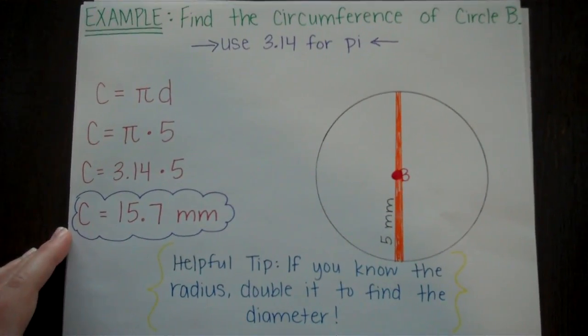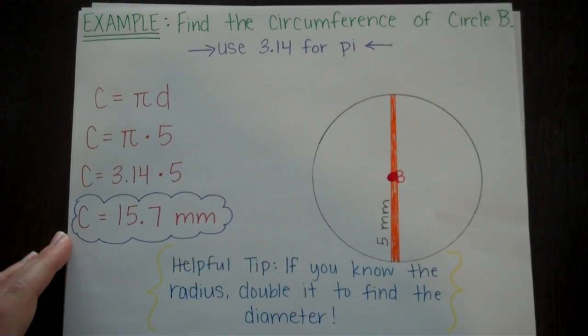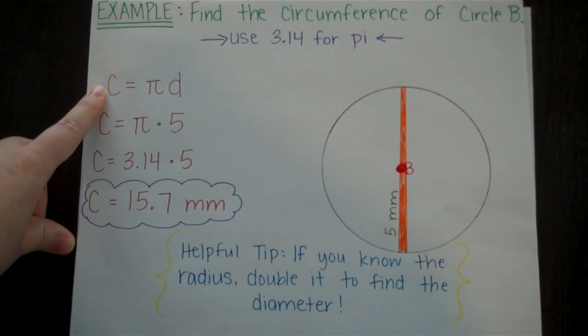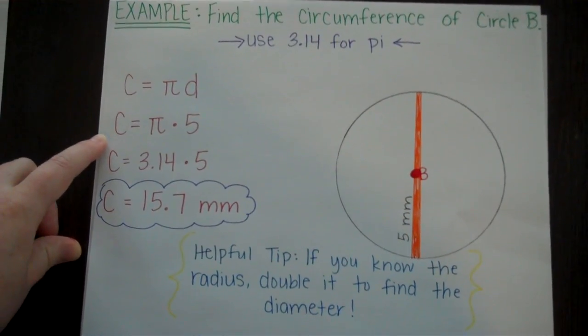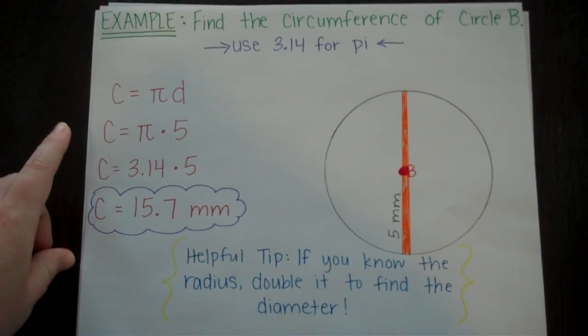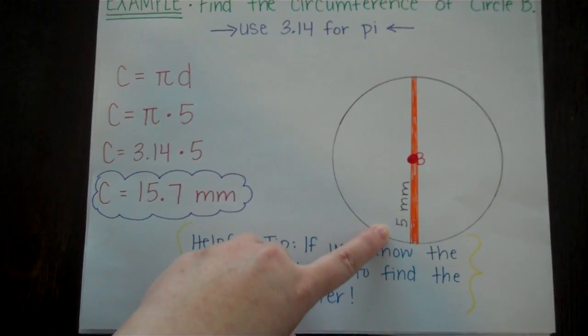Let's look at an example. Find the circumference of circle B. Use 3.14 for pi. So C equals pi times d. So we substitute in our value for d, or our diameter, which according to the diagram says it's 5 millimeters.